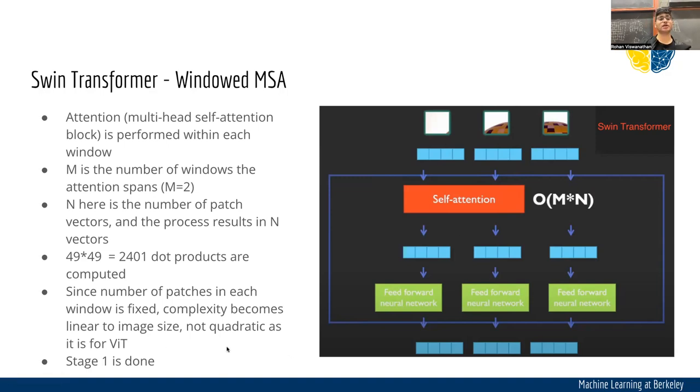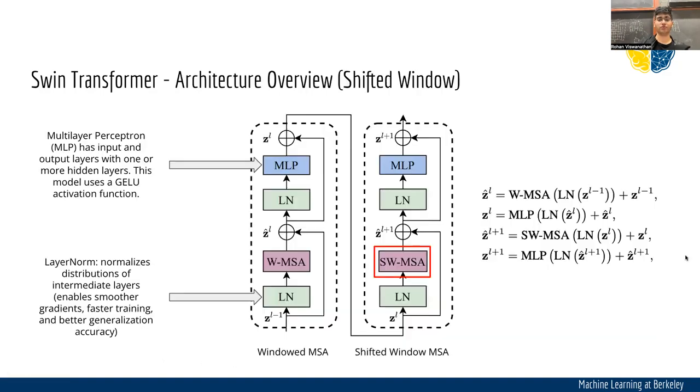At the end of this, stage one is done. And we can move on to stage two, which is shifted window multi-head self-attention. This is going to be a more clever way. This is the purpose of the paper. If you do want to check out the paper, we can post a link to the Ed afterwards.